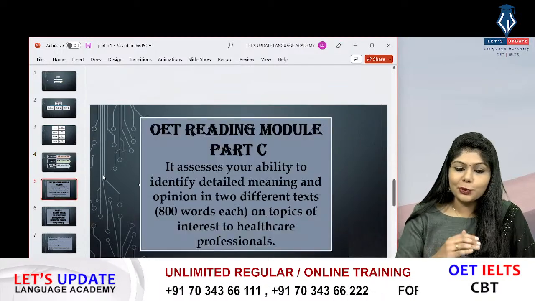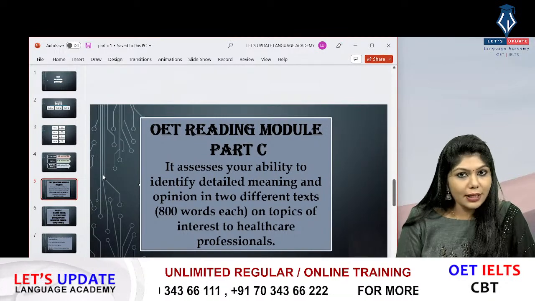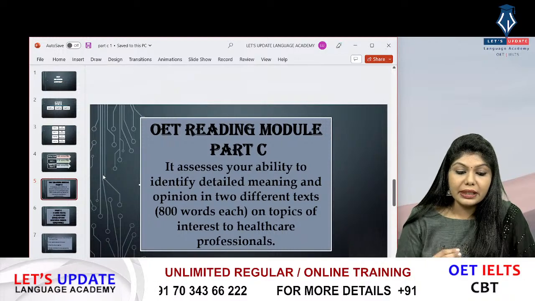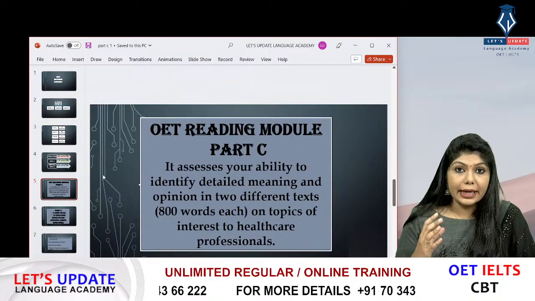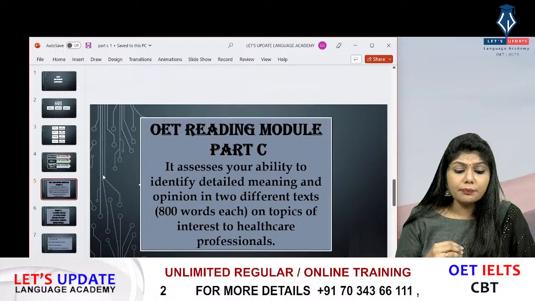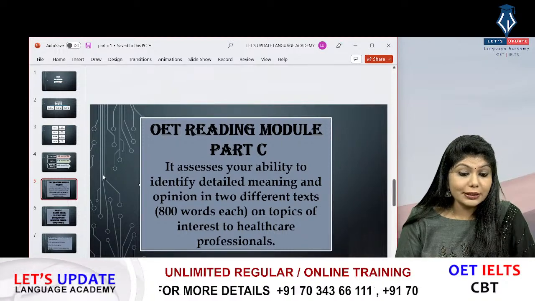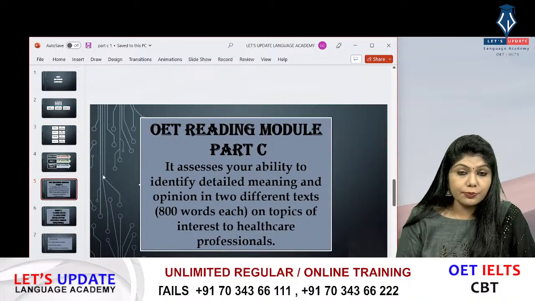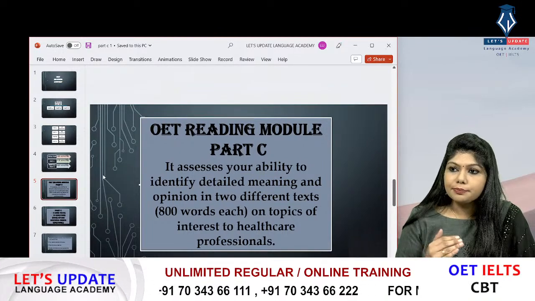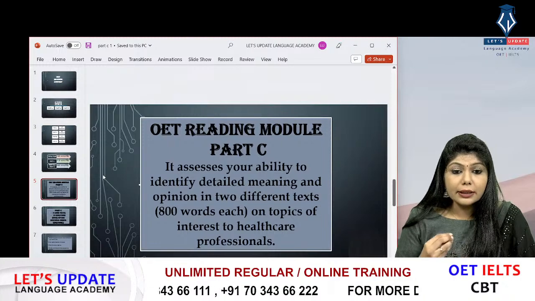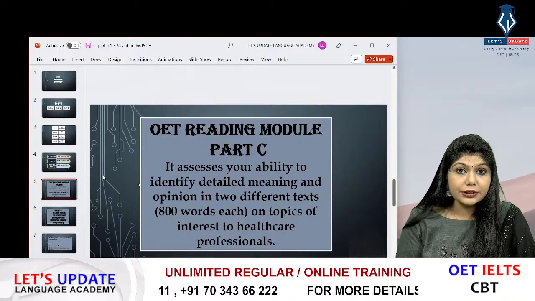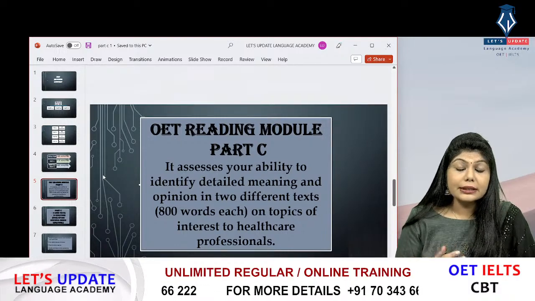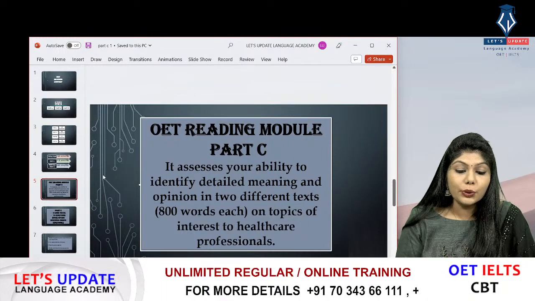Let's come to part C, because we are going to discuss the part C module. Part C assesses your ability to identify the detailed meaning and opinion in two different texts. Each is a long text of about 800 words, followed by a set of 8 questions, so a total of 16 questions. The topics are related to healthcare or the medical field, and topics of interest to healthcare professionals, such as research topics. This is the kind of information you can find in part C.